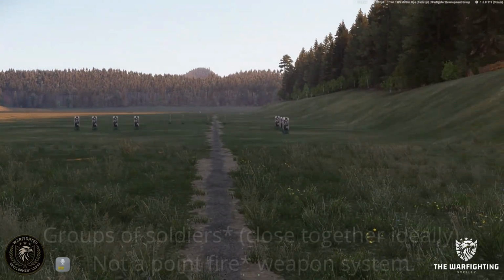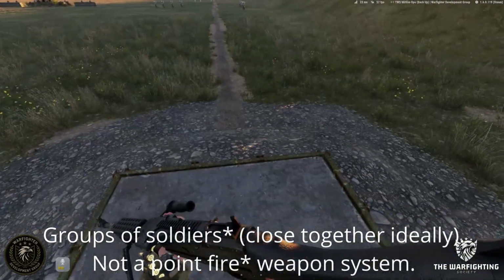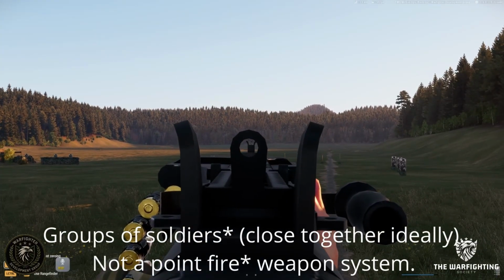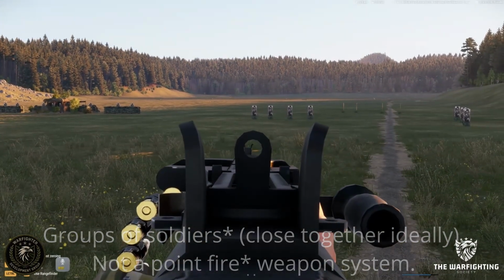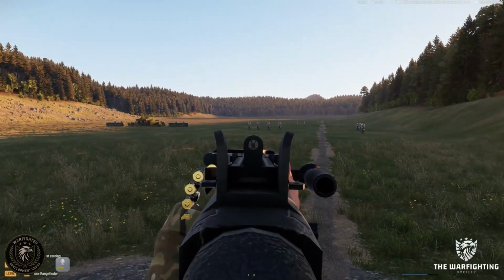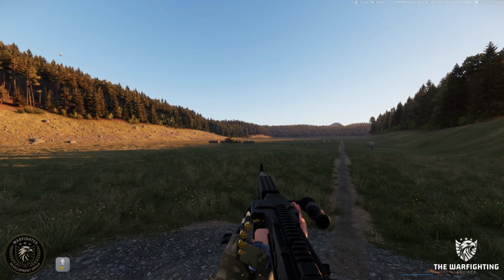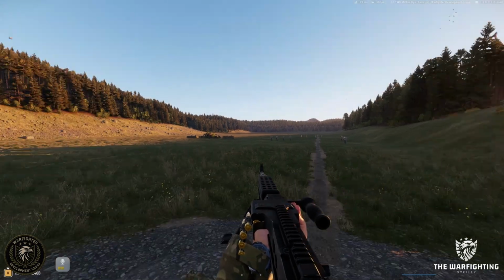Obviously, you're looking for close groups, right? We're not a point weapon system. We're not going to be shooting at one little guy out in the distance on that tree. Or even if he's close right here, I mean, we might protect ourselves in that instance, right? But we want our groups. We want area denial. We want direct fire. We want to put rounds through walls. All of that.